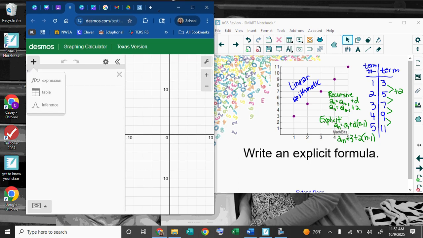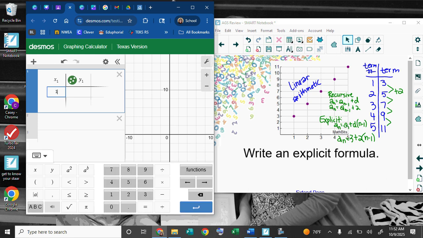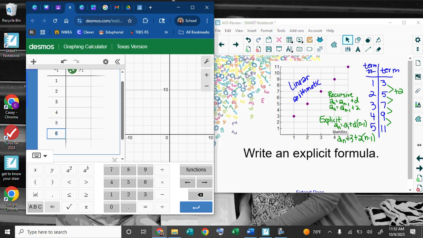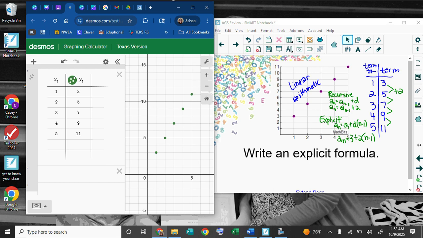The first thing we're going to do is create a table. Over here, click the plus and table. You can use your keyboard. I'm going to use 1, 2, 3, 4, and 5. And then I'm going to come over here and put 3, 5, 7, 9, and 11. We can see right here that those are our points. If you couldn't see them, you press that and it zooms in.